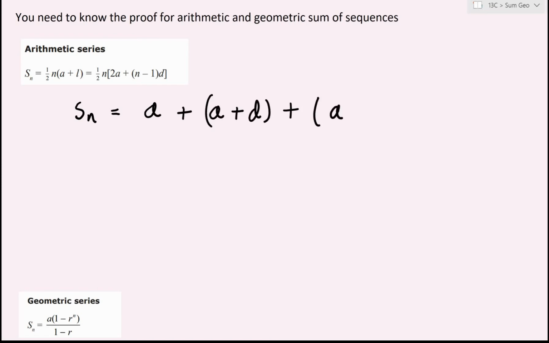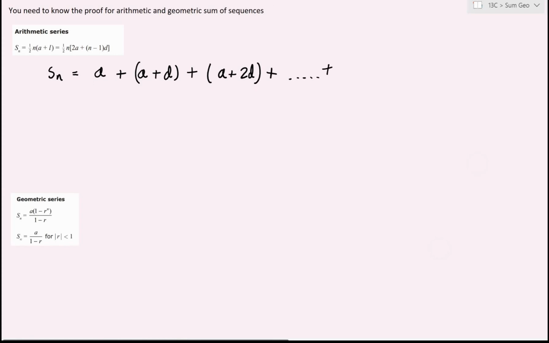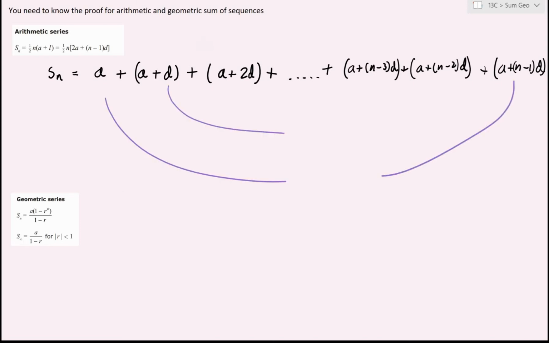So we have our first, second, third term. What I always do is write down the first 3 terms, then the last 3 terms. So our last term is a plus n minus 1 d. Therefore our last but 1 term would be a plus n minus 2 d, and a plus n minus 3 d. Okay, so we kind of know the trick. We know we have to add these together, and those pairs will always be the same. However, that's quite hard to prove this way.